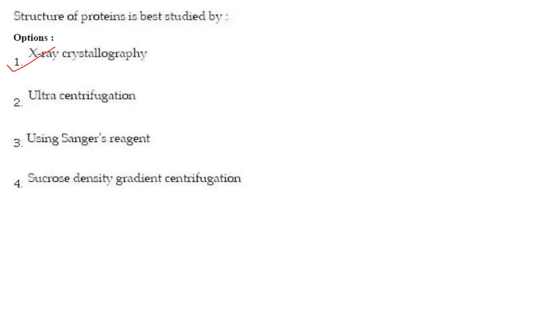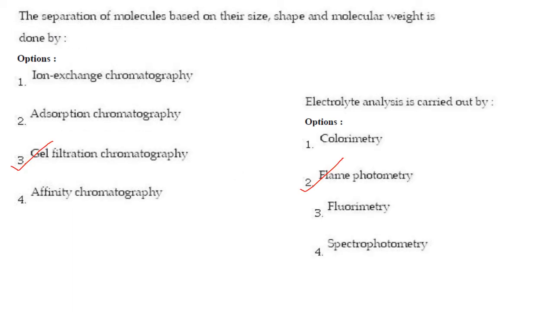Next one, structure of proteins is best studied by option 1, X-ray crystallography, 2, ultracentrifugation, 3, using Sanger's reagent, and 4, sucrose density centrifugation. Answer is option 1, X-ray crystallography. Next one, the separation of molecules based on their size, shape, and molecular weight is done by option 1, ion exchange chromatography, 2, adsorption chromatography, 3, gel filtration chromatography, and 4, affinity chromatography. Answer is option 3, gel filtration chromatography.